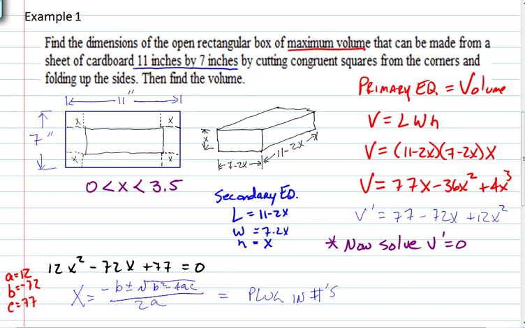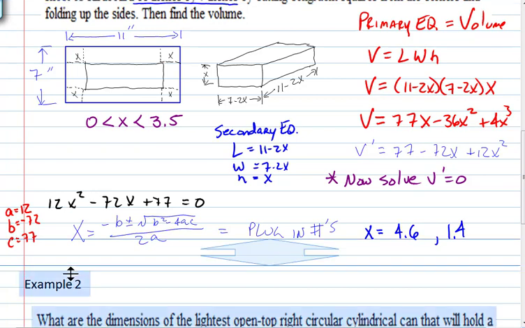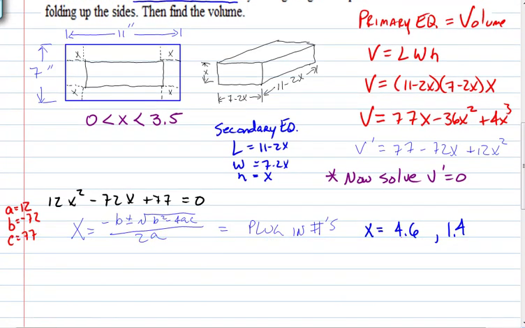And then you end up with x equals, from the plus the square root, you get 4.6. And you get 1.4. Do we get to keep both of these? No. Not the 4.6. Why not the 4.6? It's outside of our domain, so we toss this one out. Okay? And we were asked to find the dimensions, right? So our final answer is going to be the dimensions.